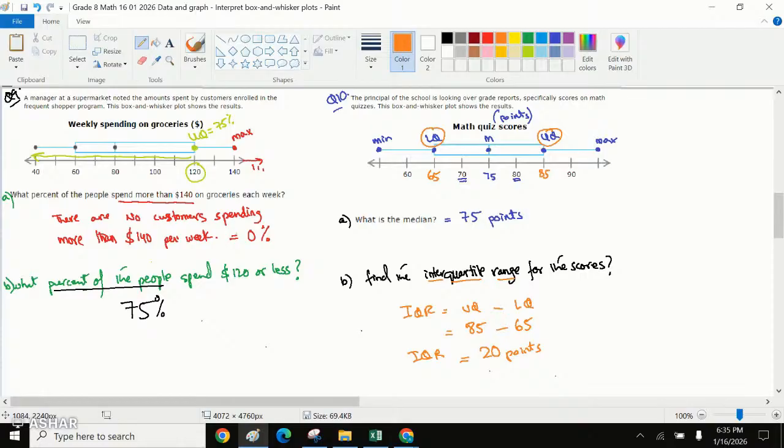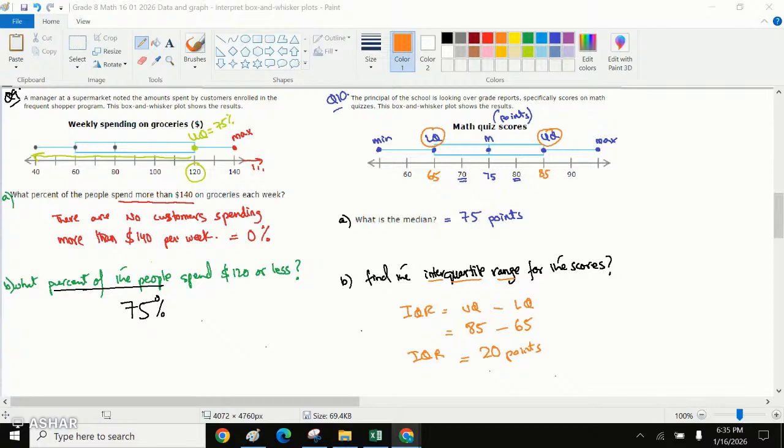So what we want to see is, from 25% to 75%, what is the gap of the scores? That is the interquartile range. How do we find it? IQR is Q3, the upper quartile, minus the lower quartile. Okay.